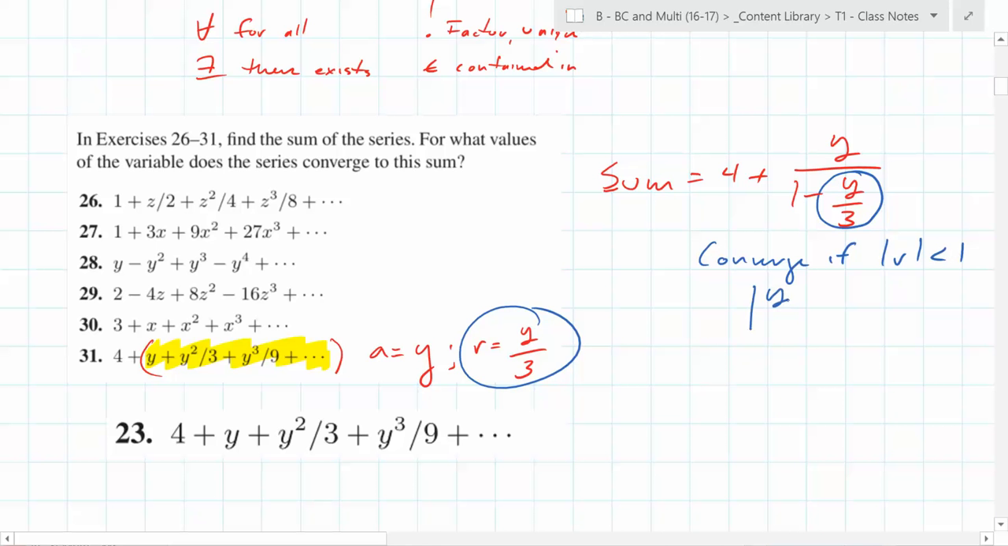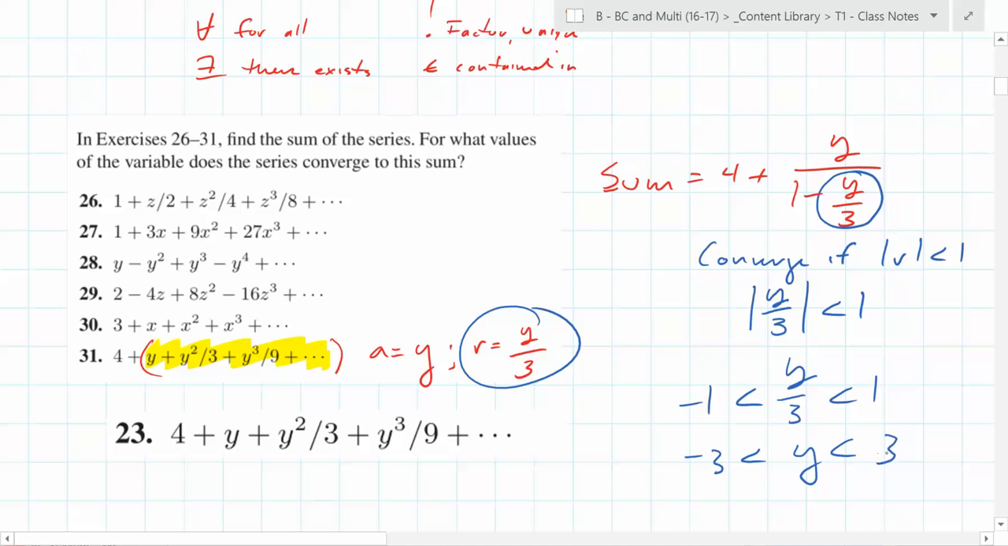So the absolute value of y over 3 needs to be less than 1 for this to converge. Can we solve that? Yes, we can get a range. We can, right? So what does that mean? It means y minus 3 has to be less than 1 or greater than negative 3, like this.